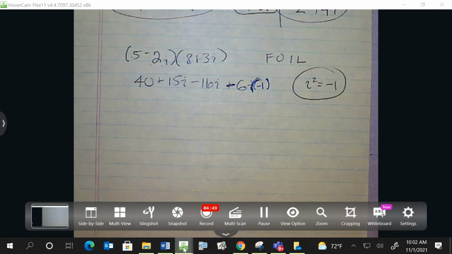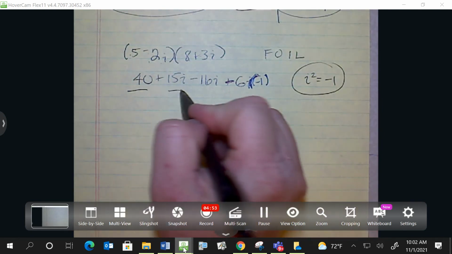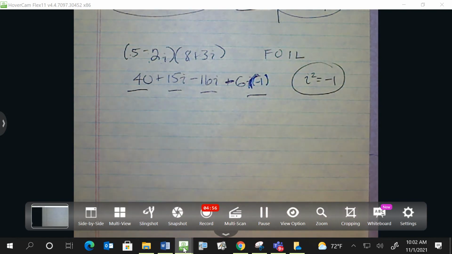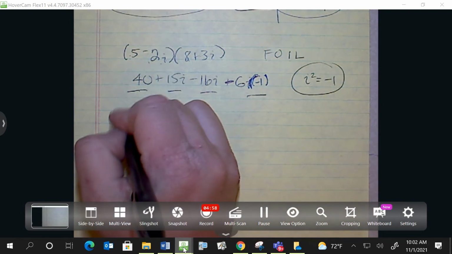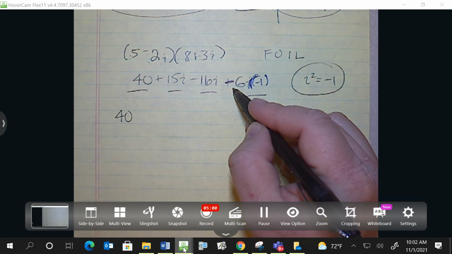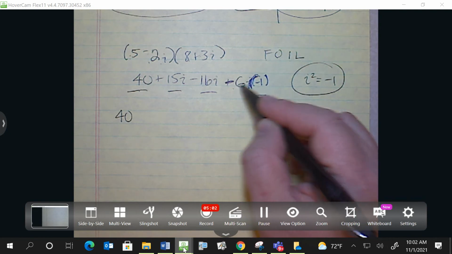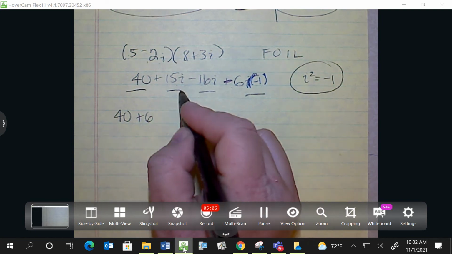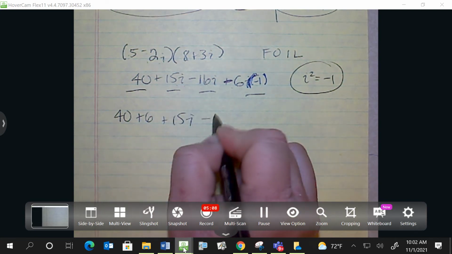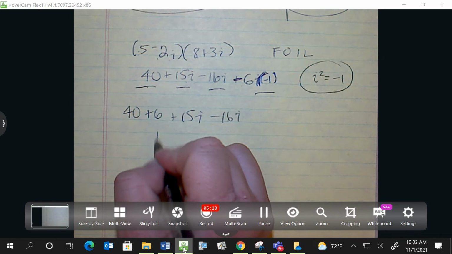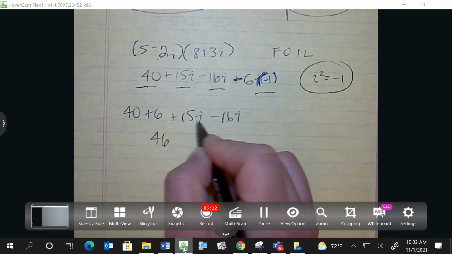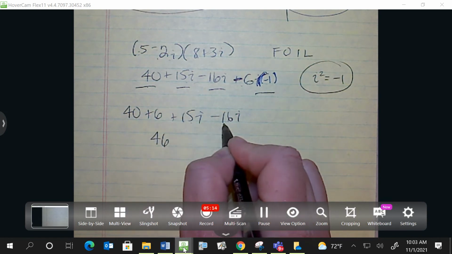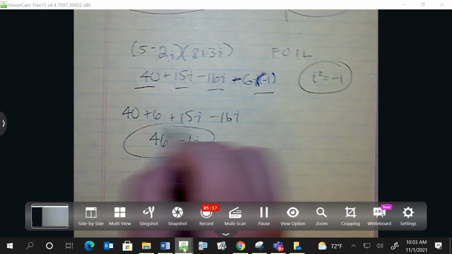Now I make it a negative 1. Okay, so let's go ahead and combine. I have 4 different groups here, 4 terms, and I'm going to combine them. So here's a positive 40. Now, negative 6 times negative 1 is a positive 6. And then I have these i's, positive 15i and negative 16i. I end up with 46, and positive 15 and negative 16 is negative 1i.